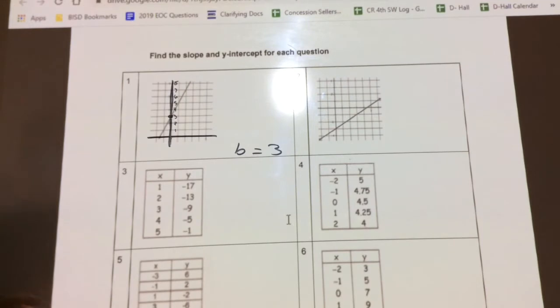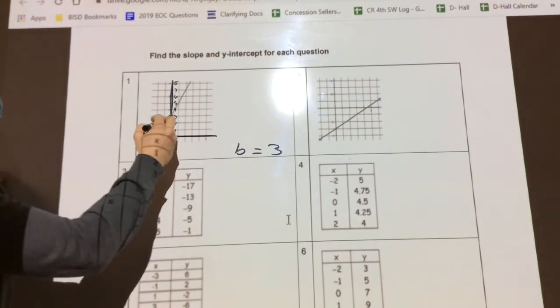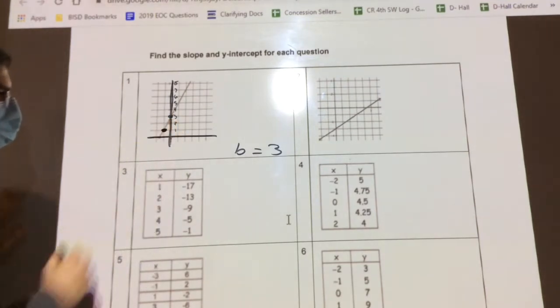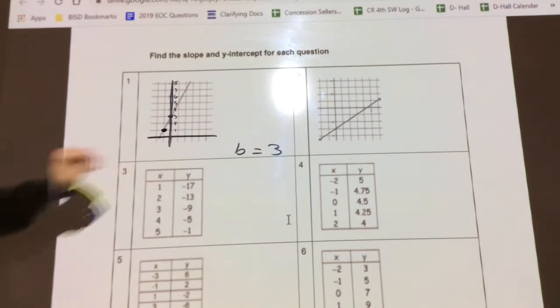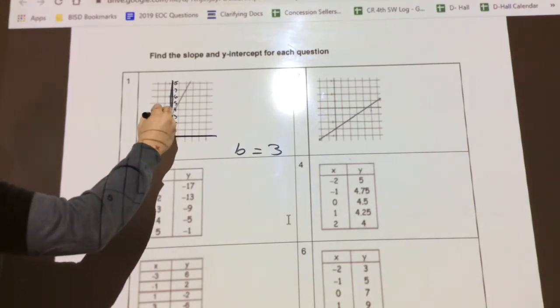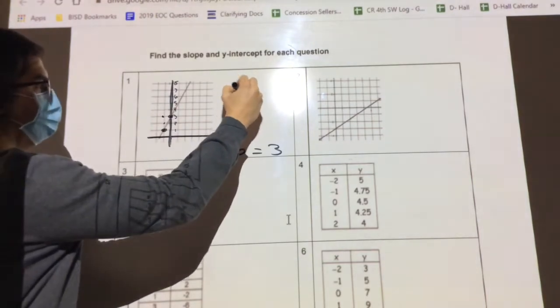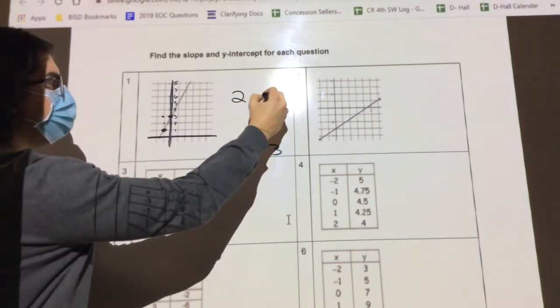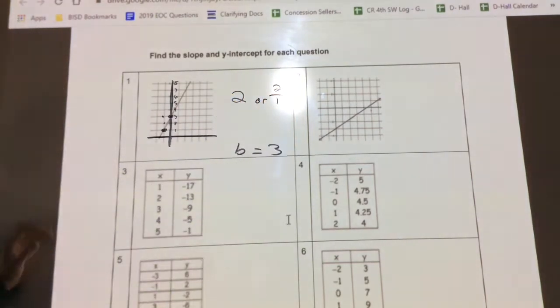Now I'm going to look for the slope. And for the slope, what I'm going to do is find two really nice points. So I'm going to choose (-1, 1) and (0, 3). If I go up 2 over 1, I find that my slope is either 2 or 2 over 1.